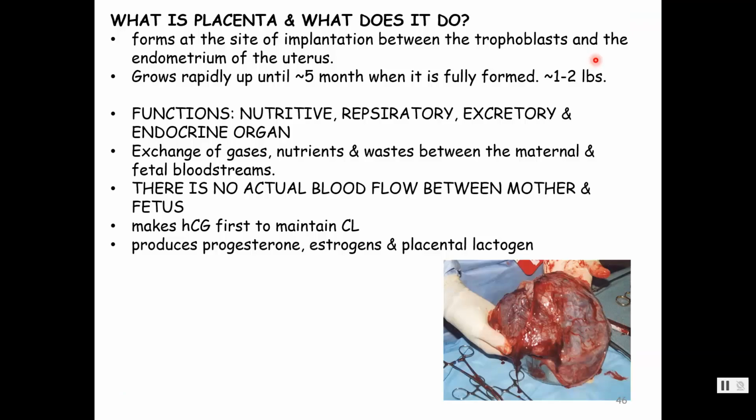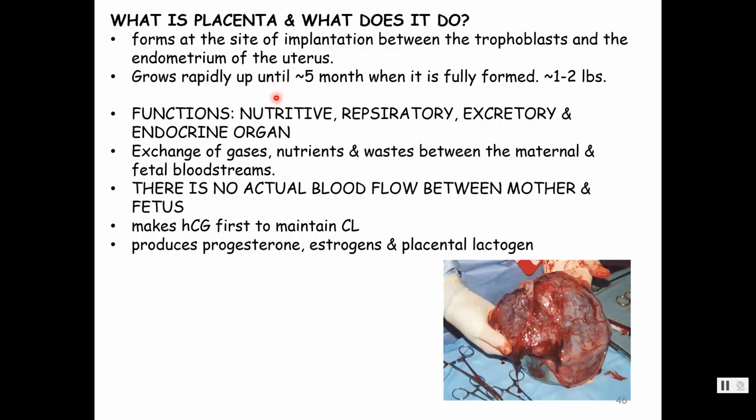So let's talk about the placenta. It's going to be sort of a group project. It's going to be part fetal tissue and part maternal tissue. It's going to form at that site of implantation, and then it's going to continue to grow up until about 5 months when it's fully formed. And so this is delivered as the afterbirth, so this is a placenta. So just kind of think of it as a pancake. We'll look at another picture in a minute.